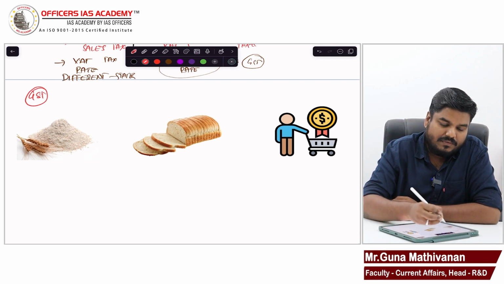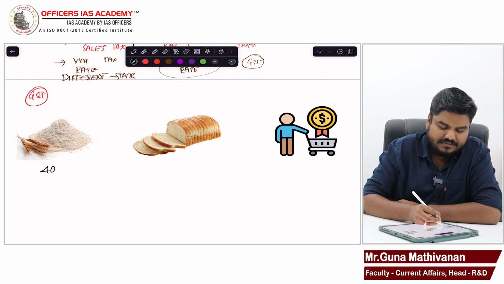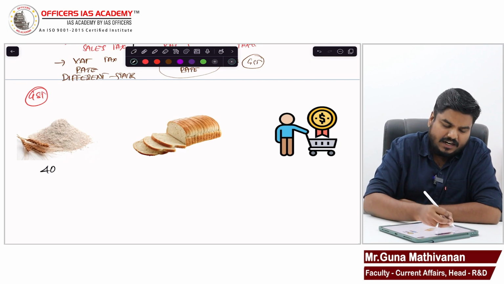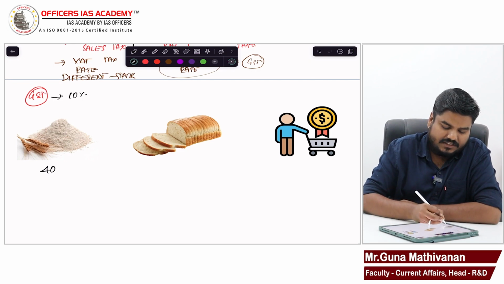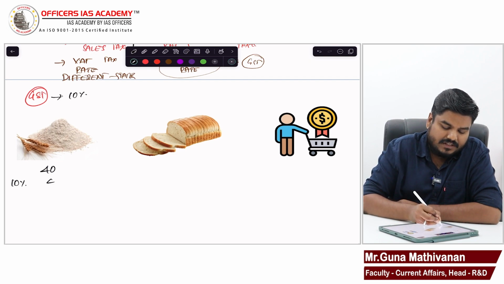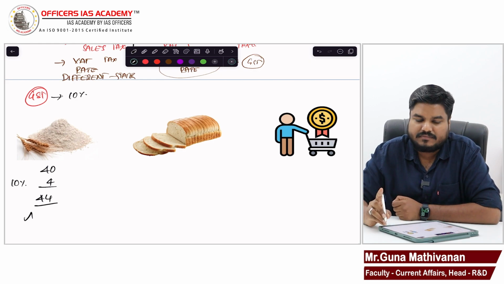So in GST, how does it work? This 40 rupees, same example we will take. 40 rupees worth of wheat, for which, let's say, tax is 10%. So 10% on 40, that is 4 rupees. So it becomes 44. In this stage, there is no problem.